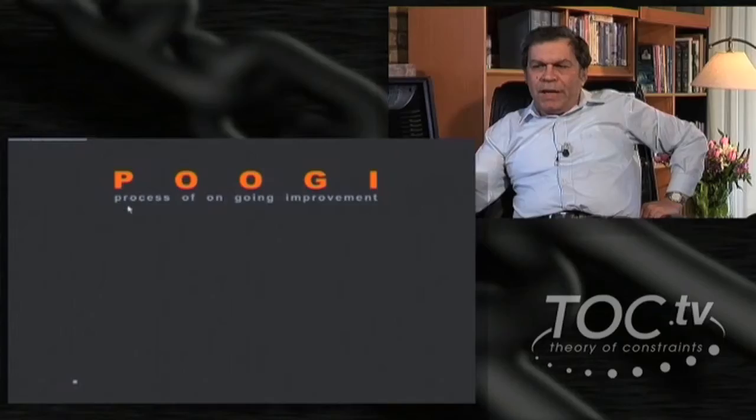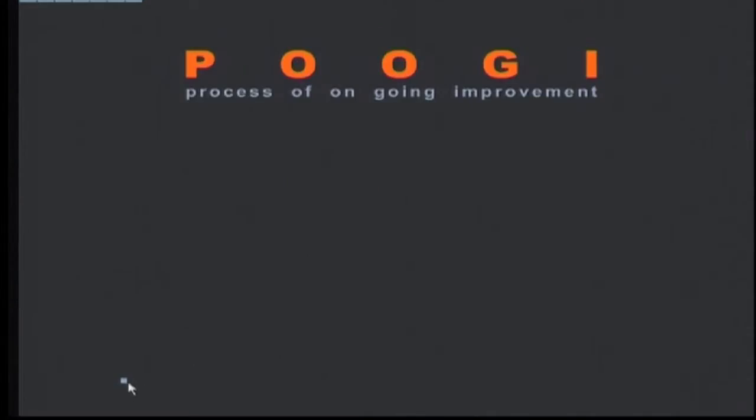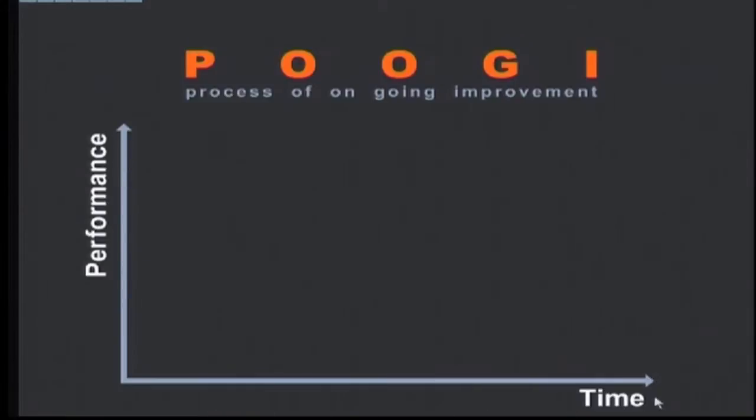Why don't we start with this basic phrase, process of ongoing improvement, and analyze it a little bit? Let's do it. POOGI, process of ongoing improvement. You are here at this point. But now time goes by, and what is process of ongoing improvement? As time proceeds, the performance of the company should go only in one direction, up. That's the meaning of process of ongoing improvement.